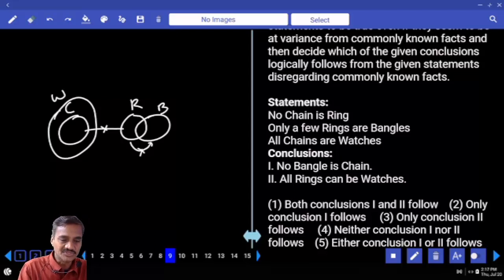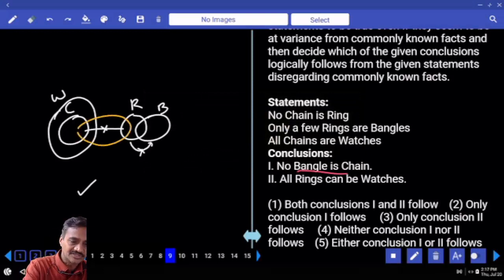No bangle is chain. Now between bangle and chain as of now that is 2. Then all rings can be watches. No bangle is a chain, it is a negative conclusion. To make this one false, I need to prove some bangles are chains. Is it possible or not? Yes, alternate diagram makes the previous conclusion false.